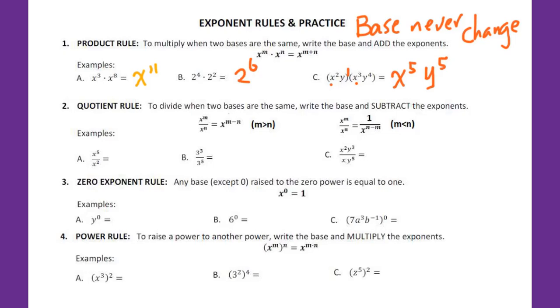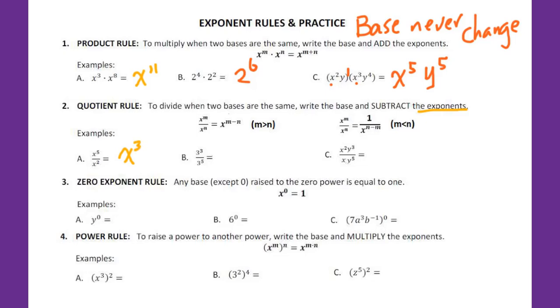For the quotient rule, when you divide powers, we subtract the exponents. When you subtract the exponents, make sure you use the greater exponent to subtract the smaller exponent. For example, x to the 5th power over x squared. 5 minus 2, that's the numerator. That's how you get x to the 3rd power.